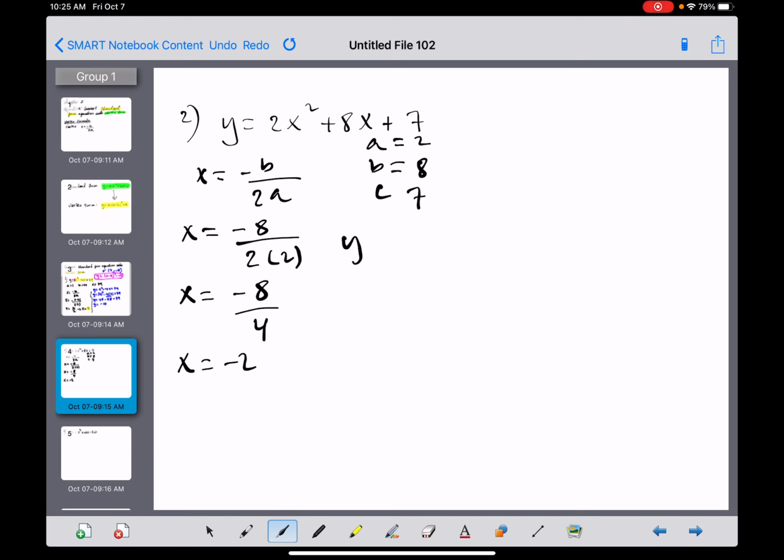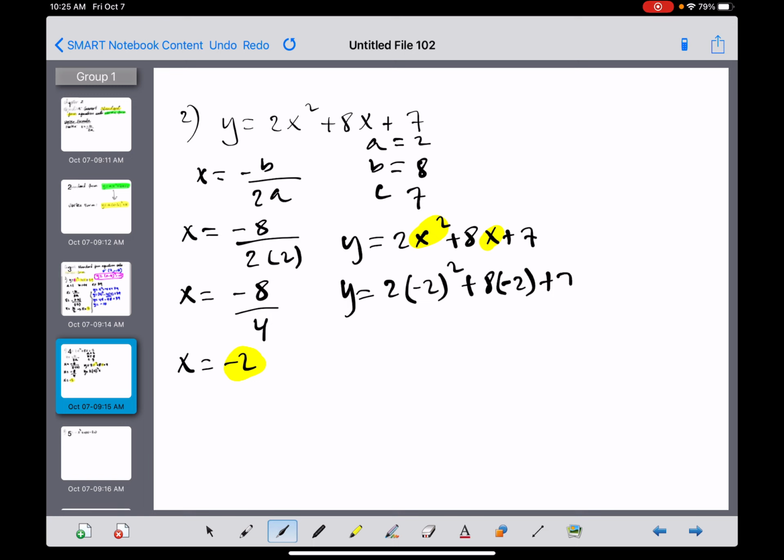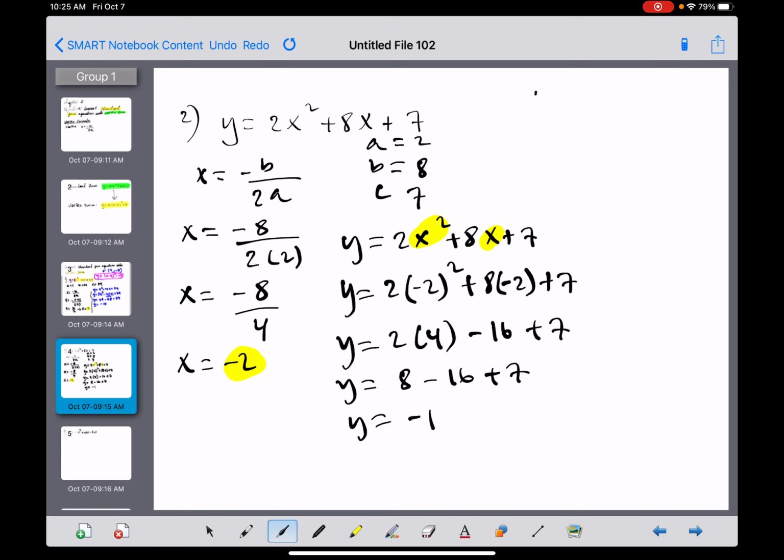Now I'm going to use my original equation and get this answer over here, negative 2, plug into all the x's. So y is equal to negative 2 squared plus 8 times negative 2 plus 7. So that's going to be positive 4 minus 16 plus 7. So that's 8 minus 16 plus 7. And if you add and subtract all of this together correctly, you should get negative 1. So that means my vertex is at negative 2, negative 1.